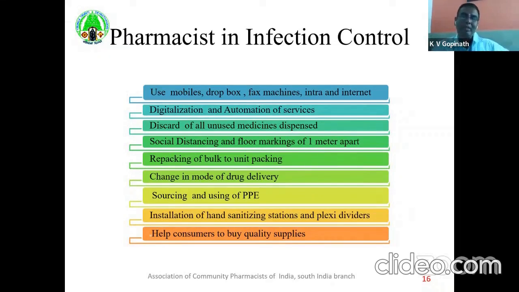Then sourcing and using PPE kits and installing hand sanitizer stations and plexi dividers in the hospital will minimize cross-contamination. And finally, pharmacists play an important role in helping consumers and patients buy quality supplies. I already said that supplies like face masks, N95 masks, and flexi shields, whatever it is, all come under quality. So this is how the pharmacist can minimize infection by changing the services in a hospital. Next one.